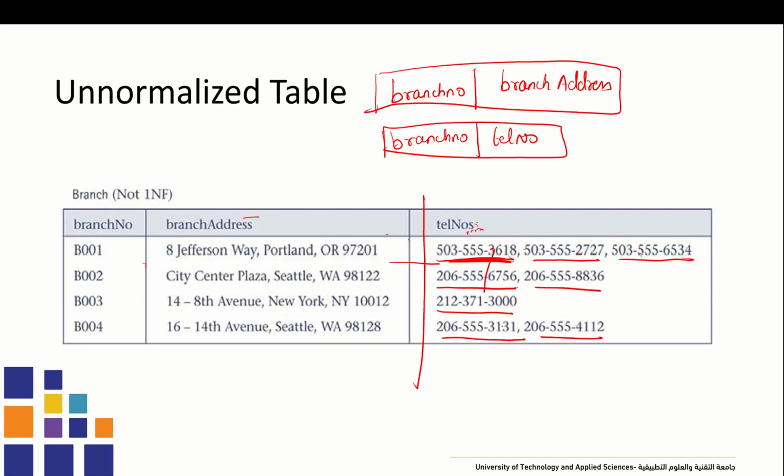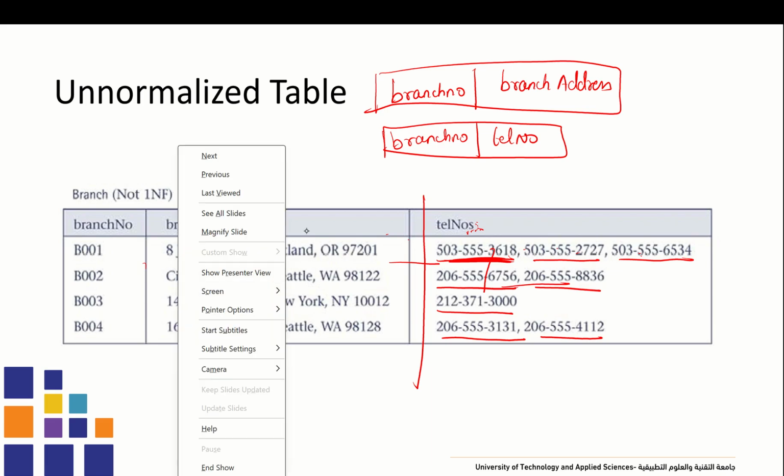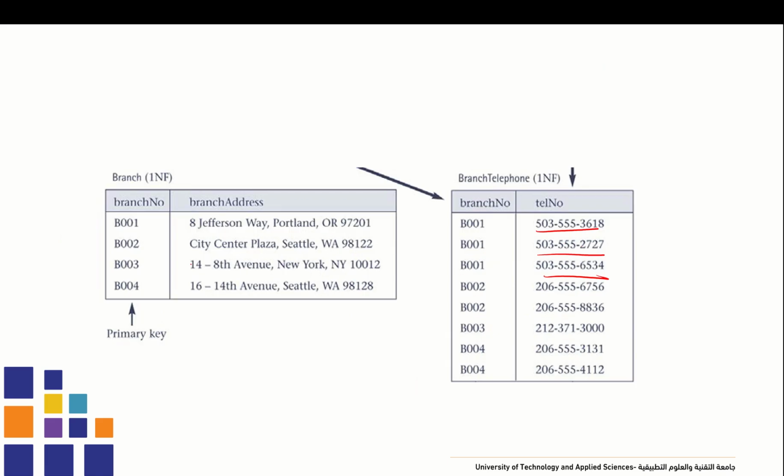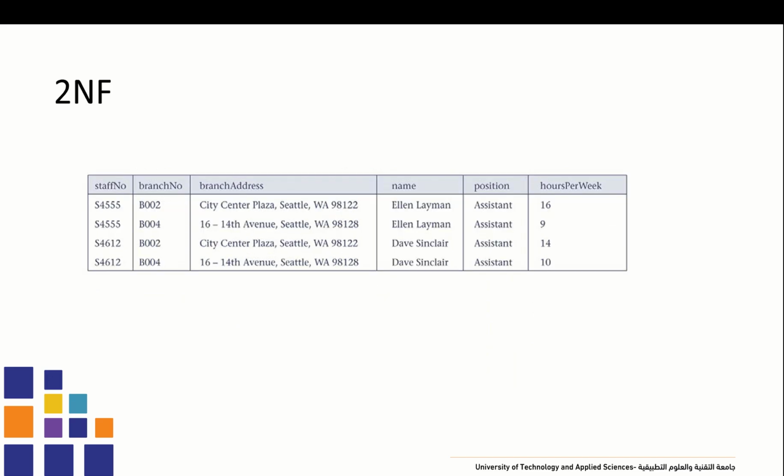Similarly, this one takes 2 values. What is the branch number? B002. So you have to repeat. See, B002, you will have 2 values. So now the table is in first normal form. If your table should be in first normal form, it should not have any repeating groups and it should not have any multiple values. Now we have to convert this table into second normal form.